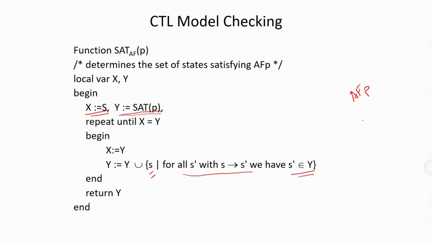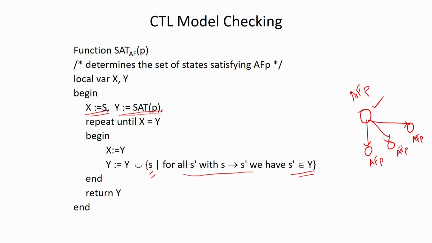That means, if AFP is true here, then necessarily AFP will be true over here also, because all the transitions are coming to a state where AFP is true. So, this is the scenario.